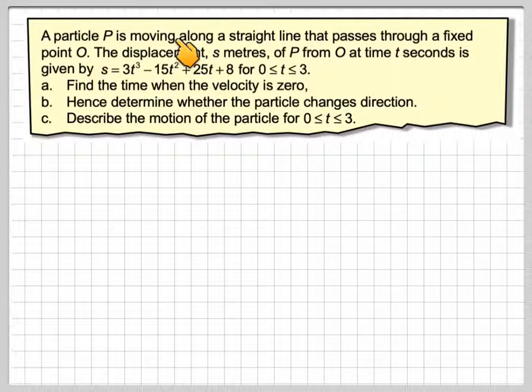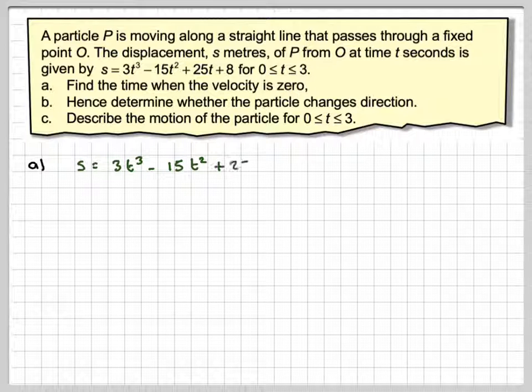The particle P is moving along a straight line that passes through a fixed point O. The displacement s meters of P from O at time t seconds is given by s = 3t cubed minus 15t squared plus 25t plus 8, for t between 0 and 3. Find the time when the velocity is 0 and hence determine whether the particle changes direction, and describe the motion of the particle for t between 0 and 3.